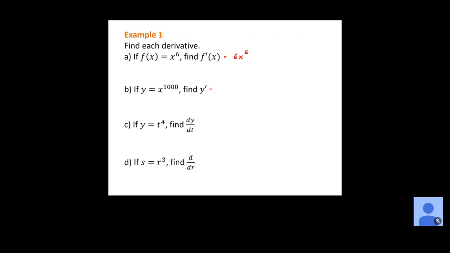All right, y prime. Okay, same thing. We're looking for the first derivative here of x to the 1,000th power. Good. So we bring the exponent out front. That's 1,000. Keep the x, subtract 1 from 1,000. That's going to give us 999. And we're done. Any questions there?